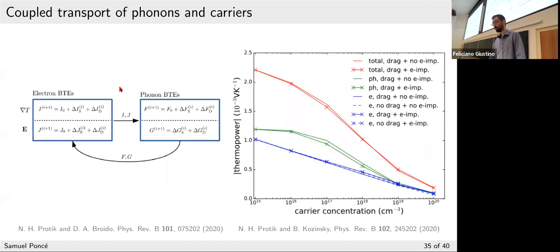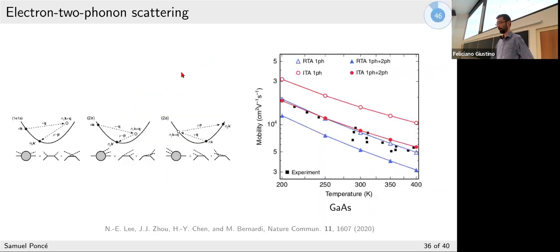This is the coupled equation I was mentioning. This is a very recent work by, I think, Nakib Protik, where he managed to solve the coupled Boltzmann transport equation. So this is the electron Boltzmann transport equation that I showed, but there is a similar one for phonons, and you can actually solve them self-consistently. Then this gives you thermal power and things like that, and you can also include drag. So that's a very nice direction, I think.